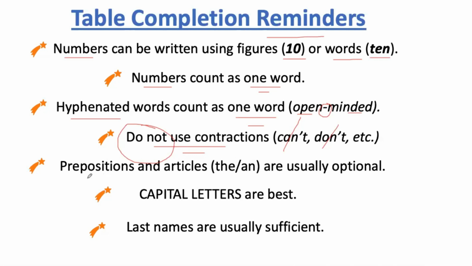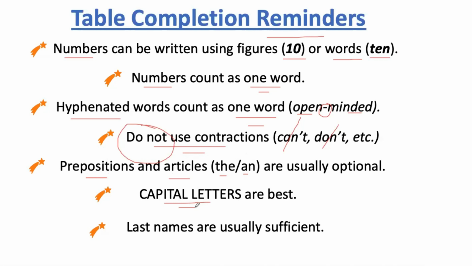In the completion questions, prepositions and articles, so words like the or an are usually optional. We're looking for keywords, we're looking for key ideas, and these are just considered as extra. When writing out your words, capital letters are best.